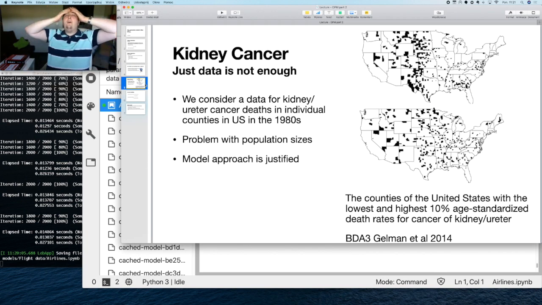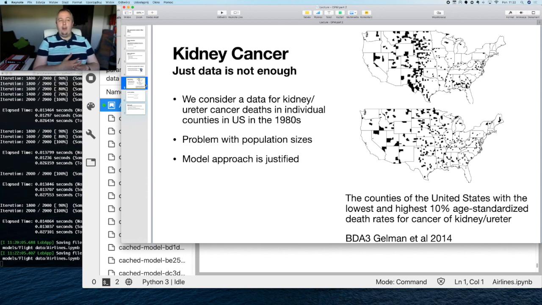This is an example, again from Gelman's book, about kidney cancer. Kidney and ureter cancers are very rare. We have data from the 80s, and it's a very curious situation: when considering the counties in the United States, and observing the numbers of deaths from those kidney and ureter cancers, there's a very specific situation. When you look at the 10 highest and lowest percent deaths in the entire population, there's something wrong.